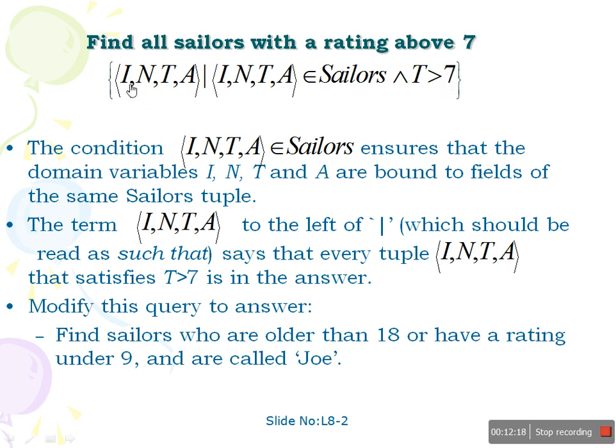If I want to retrieve only sailor names, then I will put only N here. If I want only sailor IDs as my output, I will put only I here. I such that INTA belongs to Sailors and T greater than 7 will display only sailor IDs. As my question is, find all sailors with a rating above 7, that means whatever columns are there in Sailors, all the domain names or column names I need to specify here. So this is how you write this example.